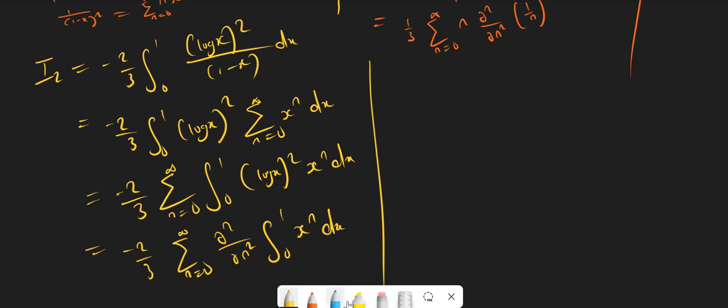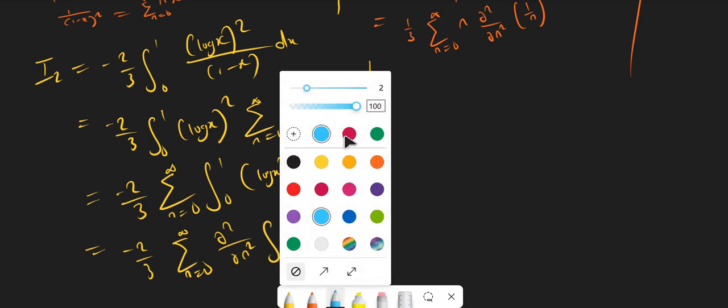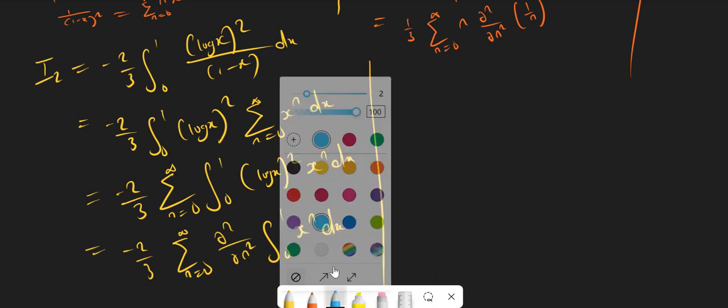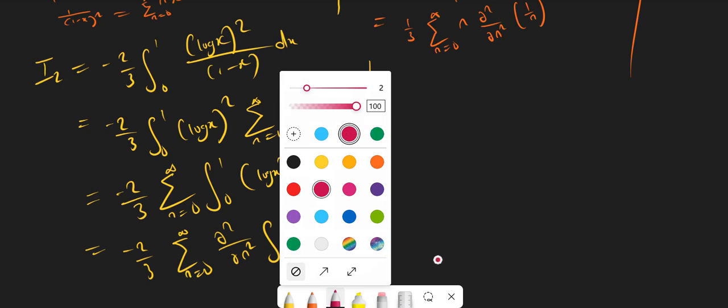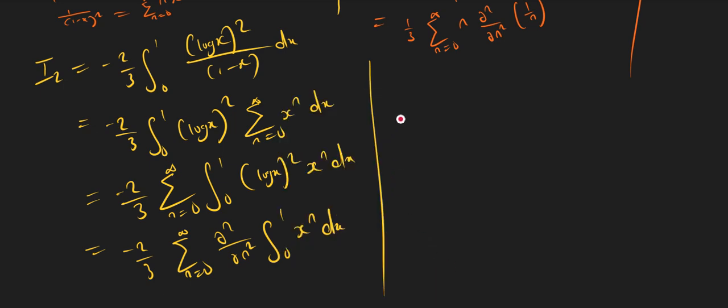So let's switch. Let me try this color red. So this will be equal to negative 2/3 times the sum as n runs from 0 to infinity of partial squared partial n squared of 1 over n plus 1.